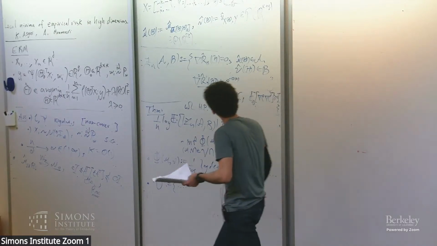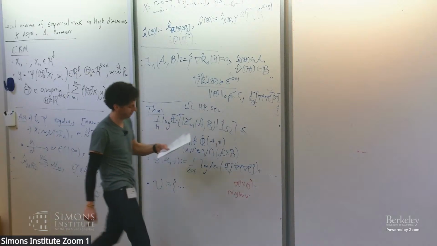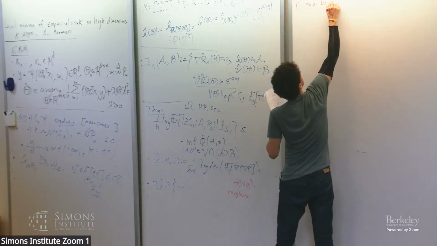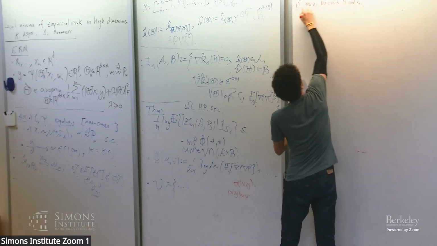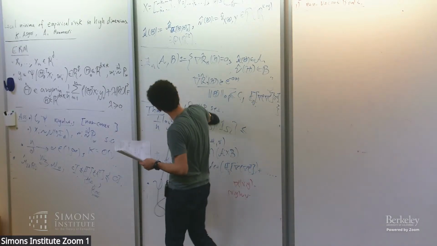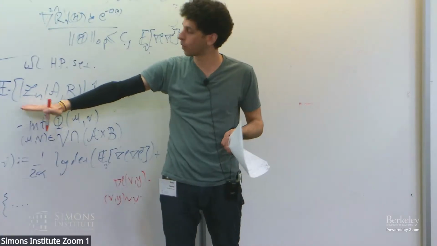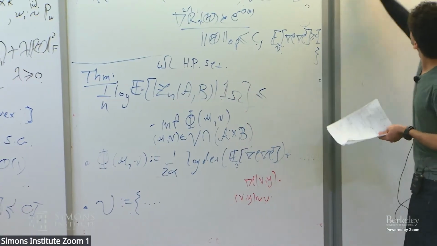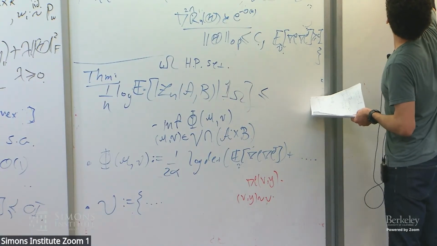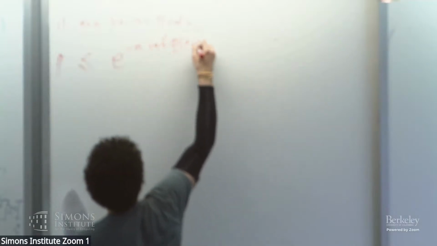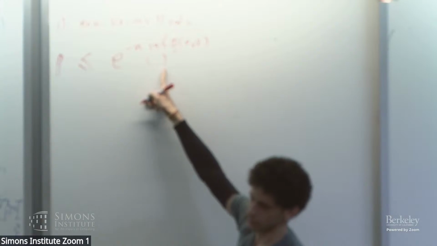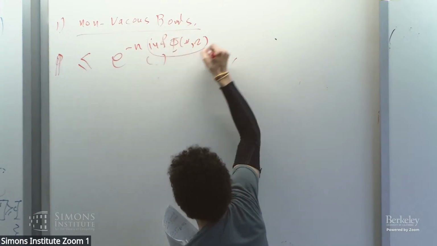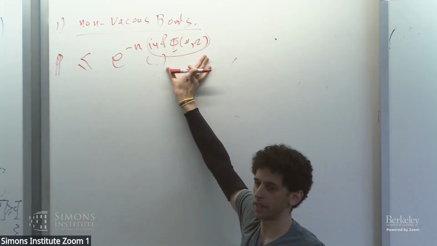Maybe I'll skip one thing, but if I want non-vacuous bounds, remember I wanted to use this as an upper bound in my Markov's inequality. So if I do Markov, I get P is less than or equal to e to the minus n inf over phi of mu, nu, where I get whatever I have here. If I want this to be non-vacuous, I need to show that this quantity is bigger than or equal to 0 in the given setting that I have.